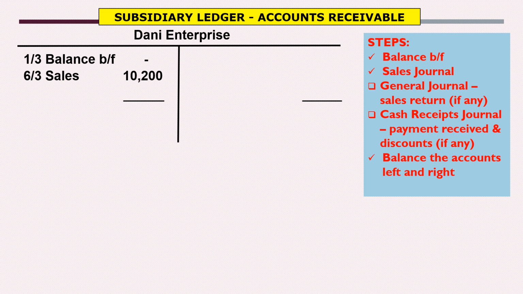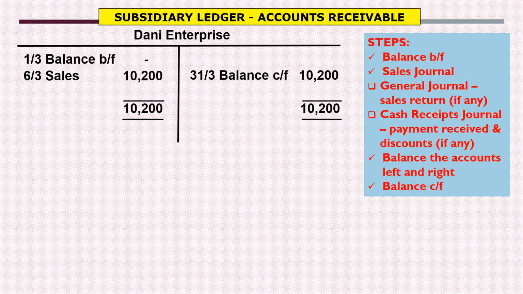Take the bigger amount, that is 10,200, both left and right. And then lastly, write down the balance carry forward. At the credit side, write down on 31st March, balance carry forward is 10,200. Then the accounts is balanced.